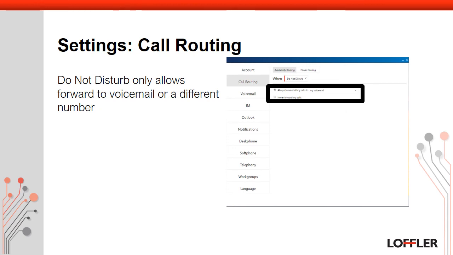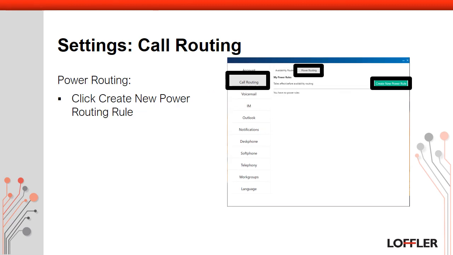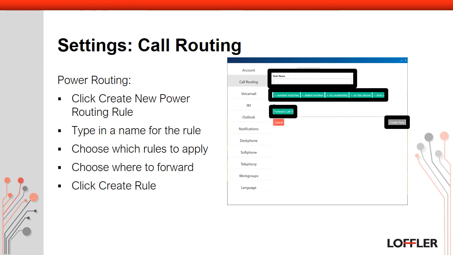The Do Not Disturb option only allows you to forward calls to voicemail or a different number. Click on the Call Routing, Power Routing tab to set up specific call routing rules. To create a new rule, click Create New Power Routing Rule. Type in a name for the new rule.